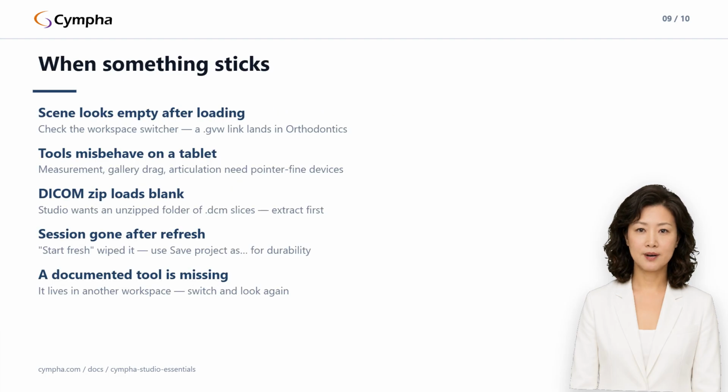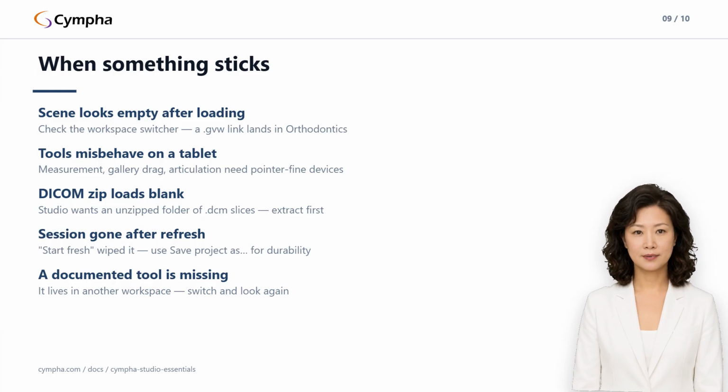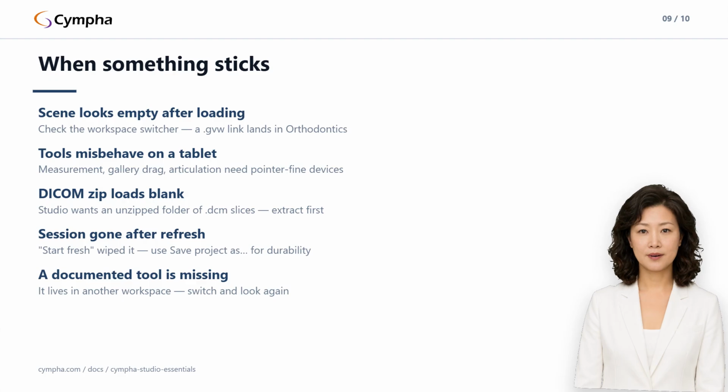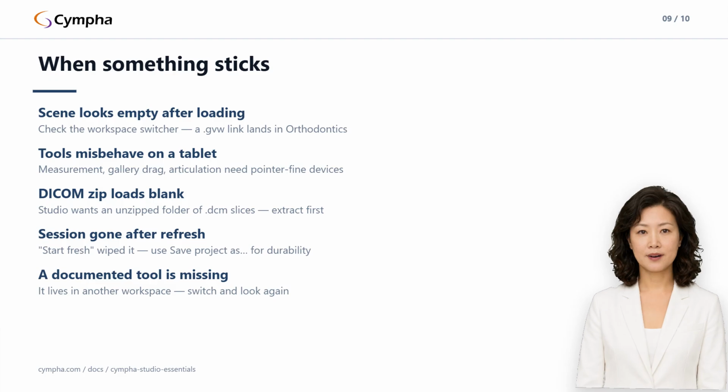The 5 first session snags. The scene looks empty after loading. Workspaces filter the menu but share the scene. Check the workspace switcher, because a plan link lands you in orthodontics, where the case bar and ortho tools live. Tools misbehave on a tablet. Distance measurement, gallery drag, and articulation need pointer-fine devices. Phones and tablets can view, but editing degrades.